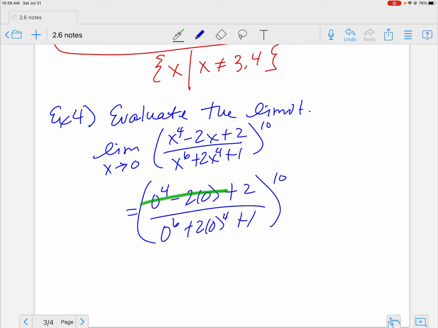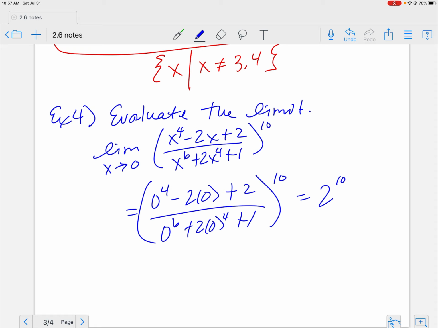Well, obviously, those go. So I'm left with 2 to the 10th, and that is my value. Plug it in. If you ever want to find a limit, plug it in. That's literally all you have to do.